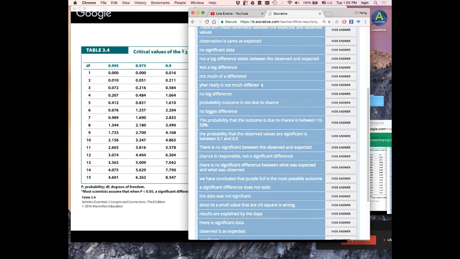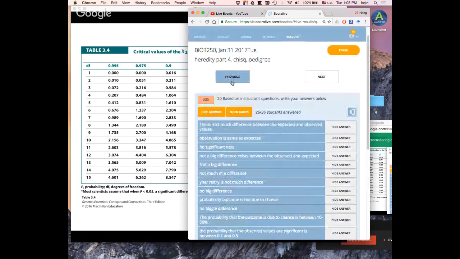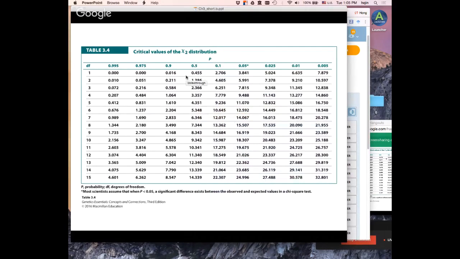It's really not much different. That's correct. Not much different. Okay, but what does it mean? So basically, our theory says it should be 1, 1, 1, 1. Our observation is here, so there's not much difference between our theory and the observation. What does that mean?